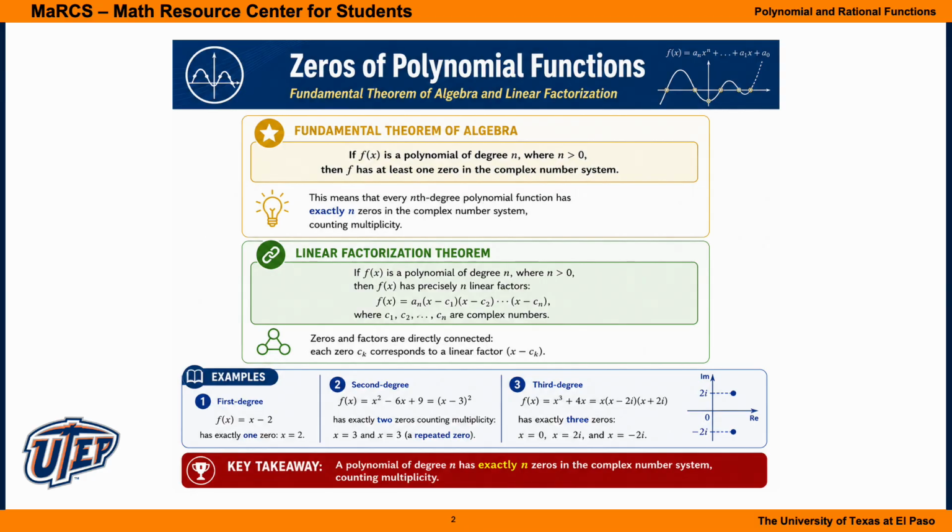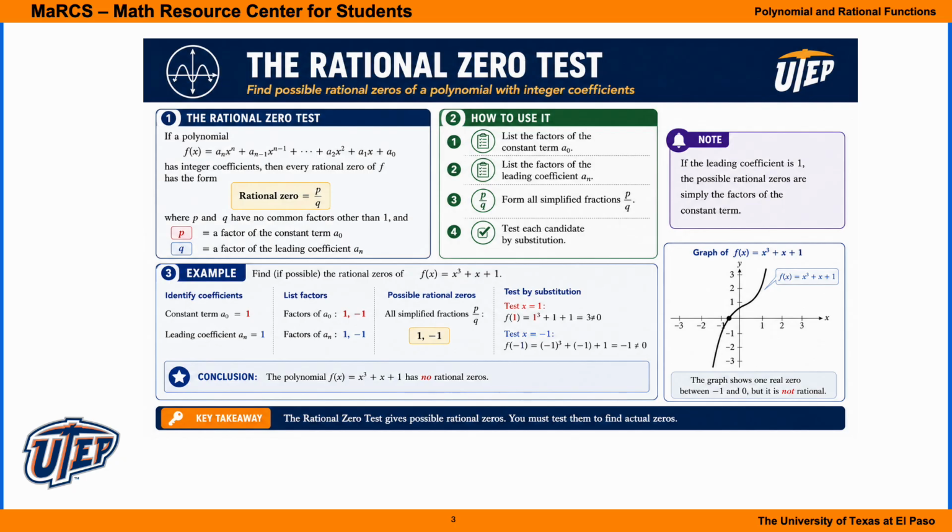So the rational zero test states that if a polynomial f of x has integer coefficients, then every rational zero of f has the form p divided by q, where p and q have no common factors other than 1, and p is a factor of the constant term a naught, and q is a factor of the leading coefficient a n. So how do we use it? First, we list the factors of the constant term a naught, then we list the factors of the leading coefficient a n, then we form all simplified fractions, p divided by q, and we test each candidate by substitution. So we plug in p divided by q into our function.